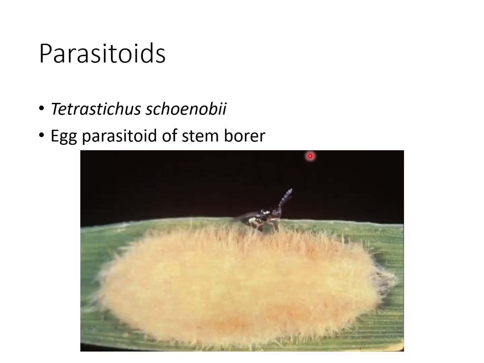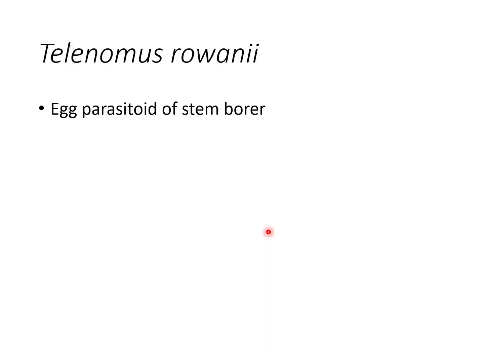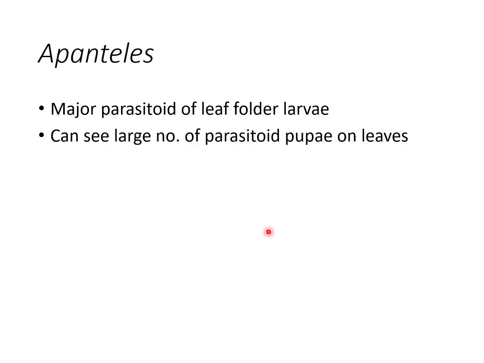Coming to the parasitoids, there are several parasitoids in paddy field. There is the naturally occurring egg parasitoid Tetrastichus schoenobii, which effectively parasitizes stem borer egg mass. This is the stem borer egg mass, and Tetrastichus schoenobii is an egg parasitoid of rice stem borer. Then there is Telenomus rowani, again an egg parasitoid of stem borer.